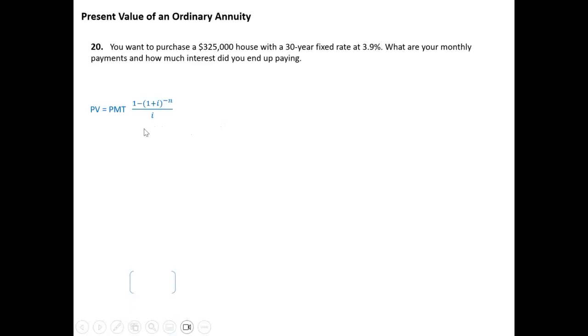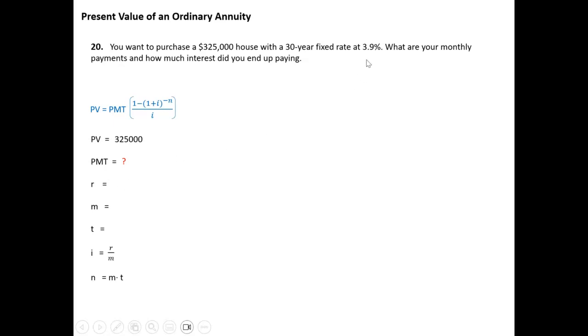So again here, guys, there's a different formula. There's 17 that you have to search for. Here we're looking for the payments, so we're looking for the PMT. The present value, guys, is the money that you're going to borrow from the bank to purchase a house. So 325,000.